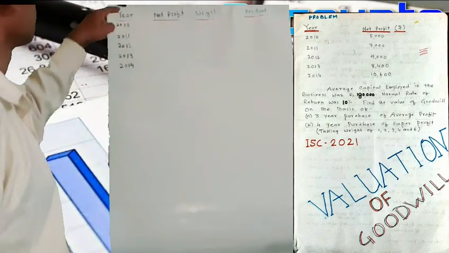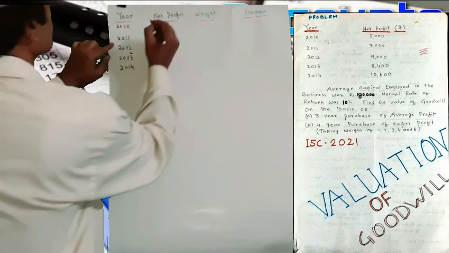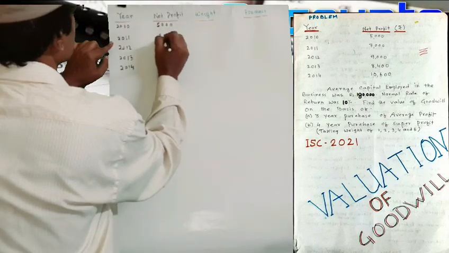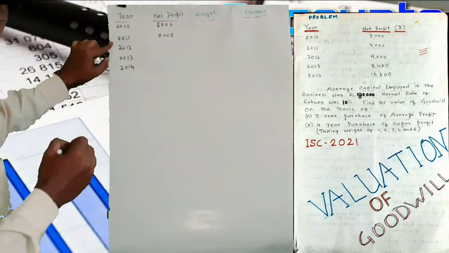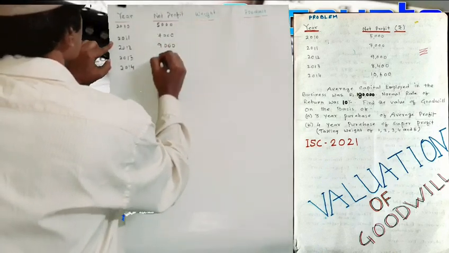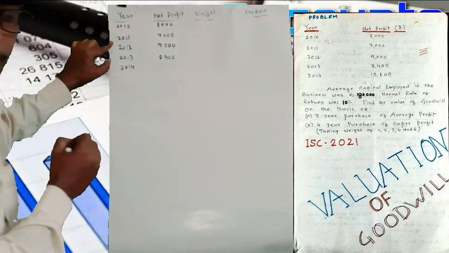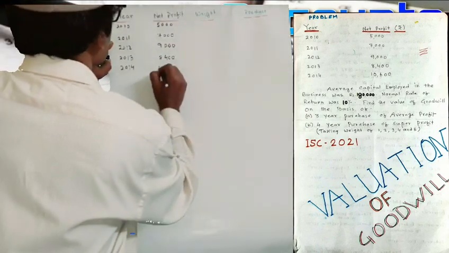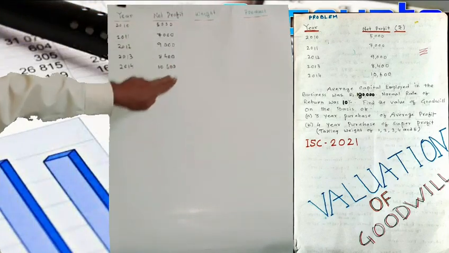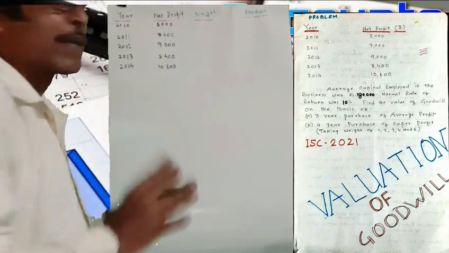In the first column you write the year. In the next column you write net profit. From the question paper: 2010, 5,000; 2011, 7,000; 2012, 9,000; 2013, 8,400; and 2014, 10,600. These five years' profits are given, and we have to find the average profit.